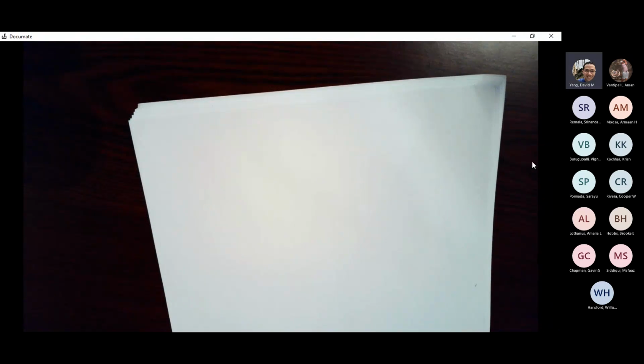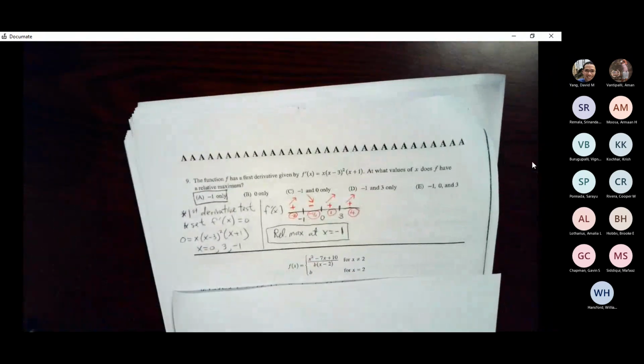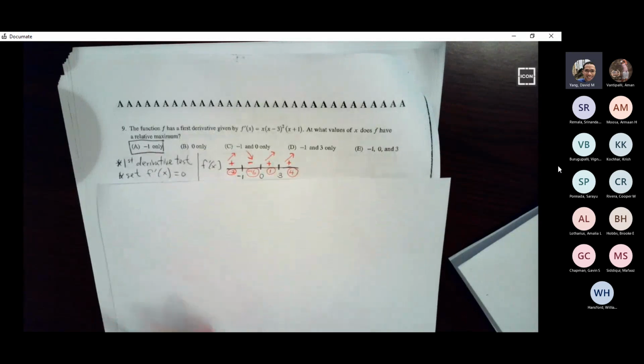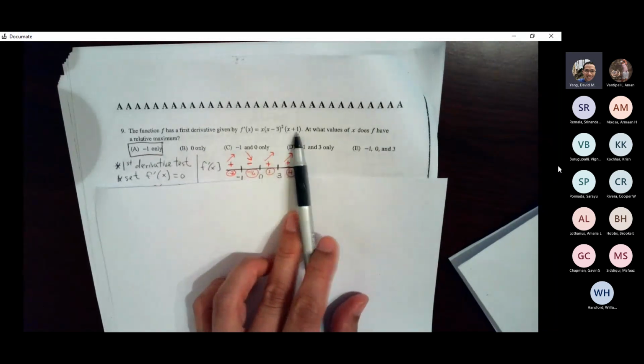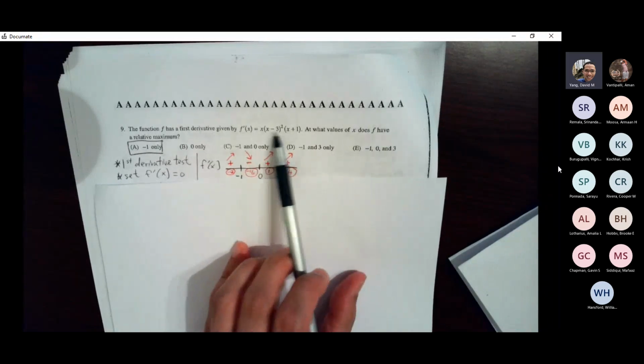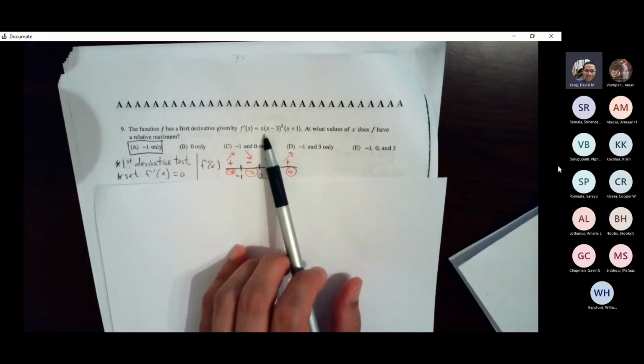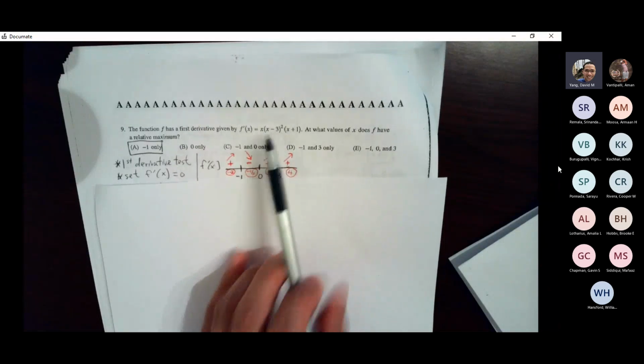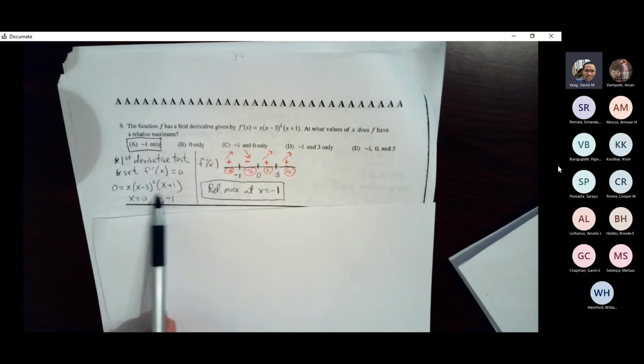All right, number 9. Function has a first derivative given by f prime. So it's already at f prime level. At what values of x does f have a relative maximum? So think about first derivative test. We can set f prime equal to 0. It's already in factored form. We can just pull our critical points, which is going to be 0, 3, and -1, right?